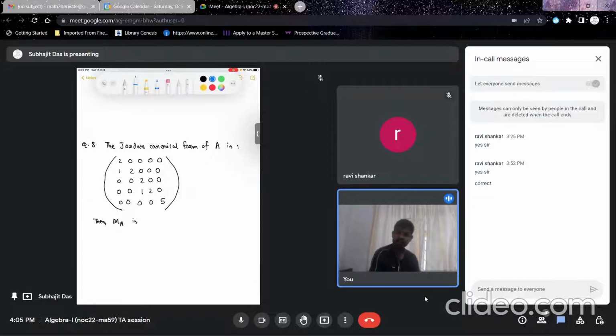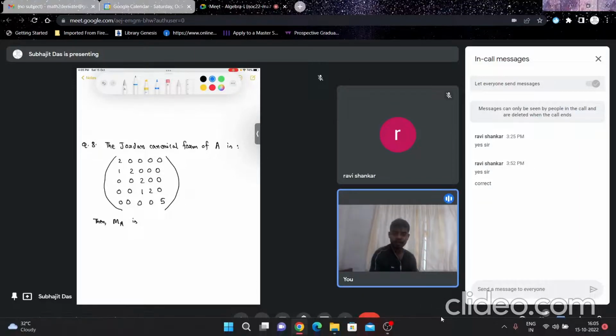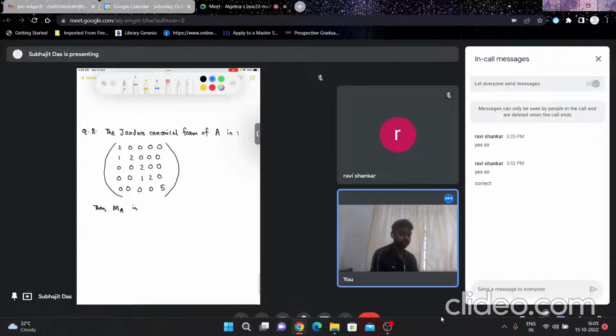So we are given a matrix A and we are told that its Jordan canonical form is this. Then we need to find out the module M_A. Again, very easy. Just decompose the given matrix into its various Jordan blocks. So the first Jordan block is this, right?